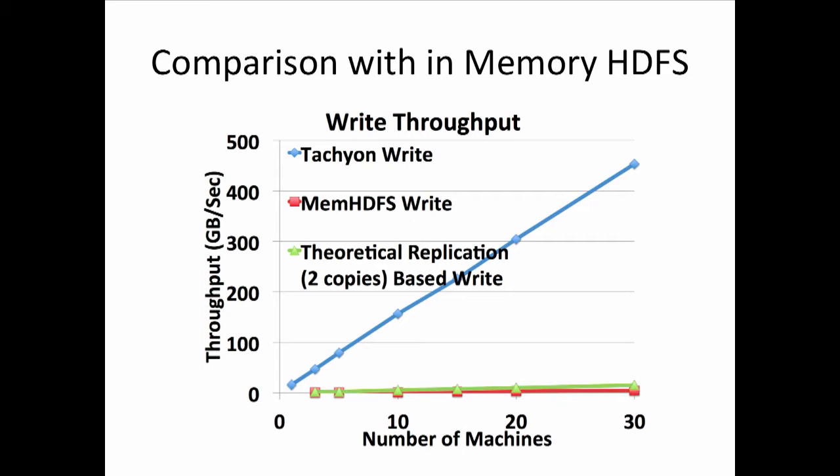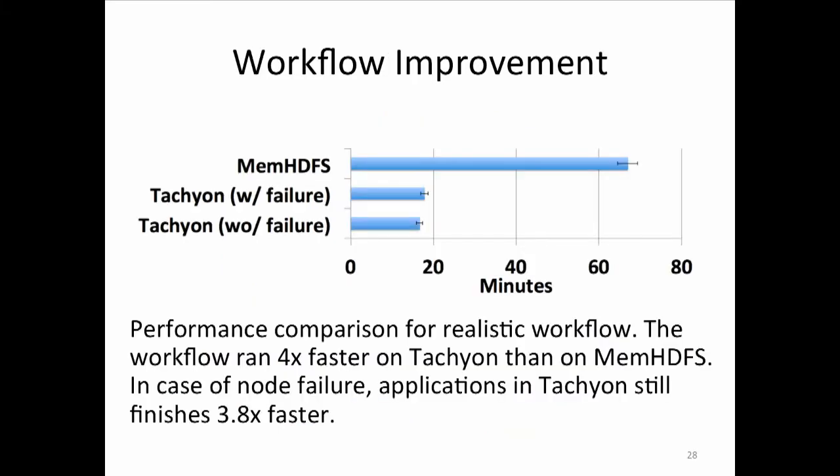After running this raw benchmark, we did a realistic workflow on top of these different deployments. This workflow is from an internet company. It's a log analytics framework that contains 400 Spark jobs. And we run this experiment in 3 different modes. The first bar, we run this on top of the in-memory deployment of HDFS. And then the last 2 are the Tachyon deployment. The difference is the middle bar is where we failed a node during the execution and see how long it takes to finish all the execution and get all the data back. And the last bar is run on top of Tachyon without any node failure in the cluster.